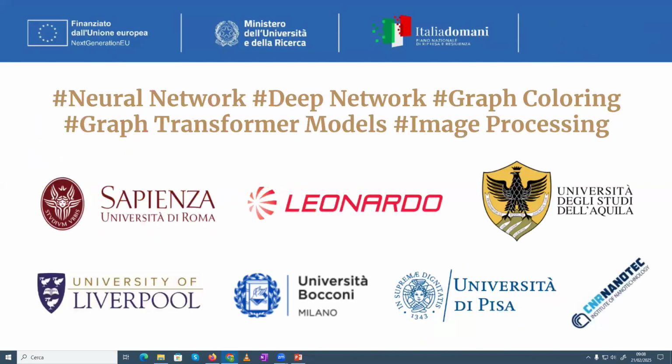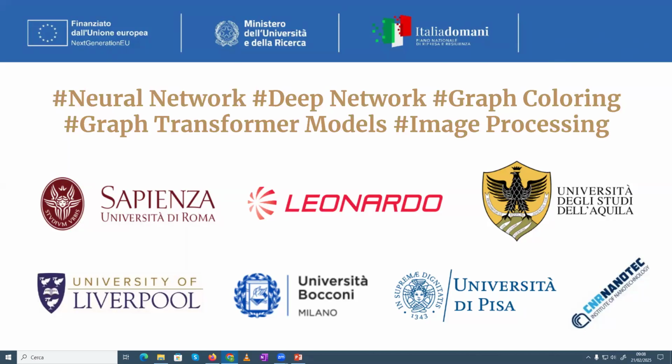So just to have a look at the contributions of today, we will have some contributions from researchers from Sapienza and from Leonardo. And these contributions are in collaboration with some other universities and with the CNR. In particular, we will see that the papers and the work presented are in collaboration with the University of L'Aquila, but also University of Liverpool, Bocconi, and as we already mentioned yesterday, with the University of Pisa and the CNR.